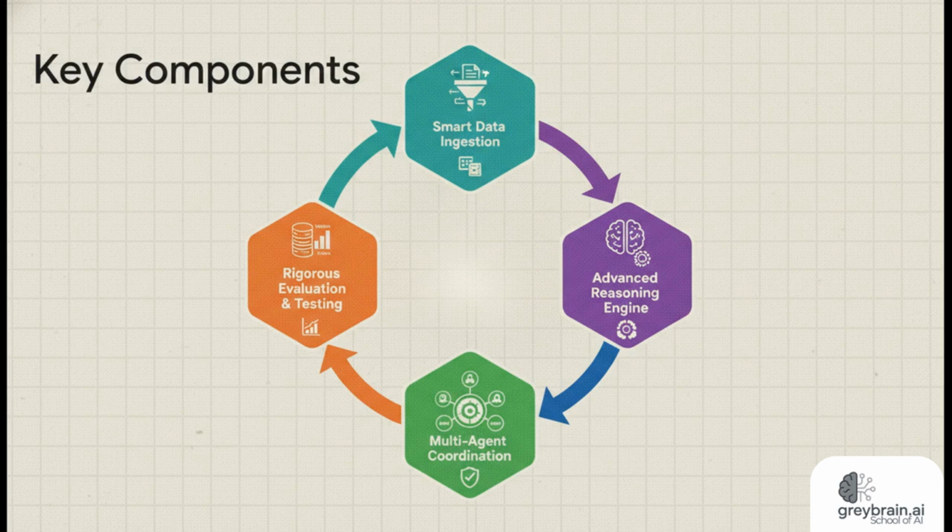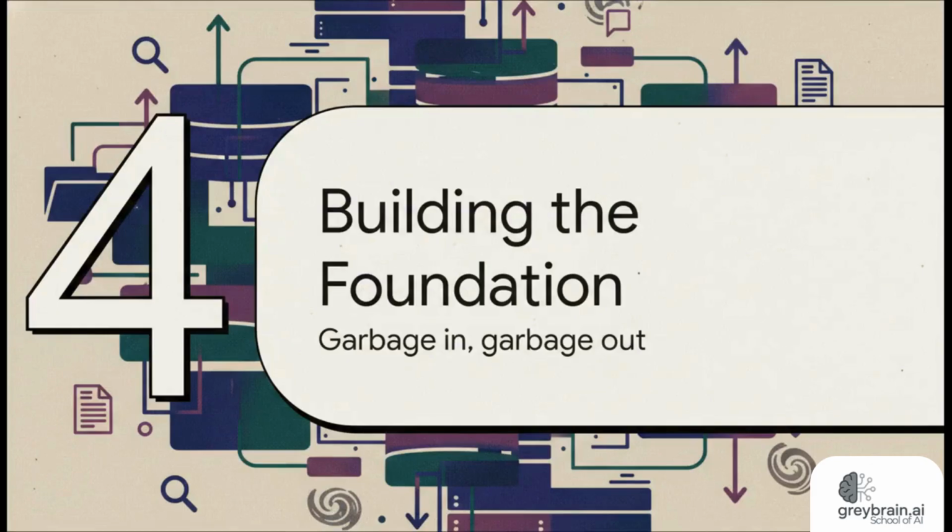You have to get the data in right. Then you need hybrid data storage to handle it properly. From there, an advanced reasoning engine and multi-agent coordination actually figure out the user's query. But it doesn't stop there. The whole system is wrapped in human thought validation, and finally, rigorous evaluation and testing to make sure everything is working as it should. Let's start right at the beginning with the data itself.